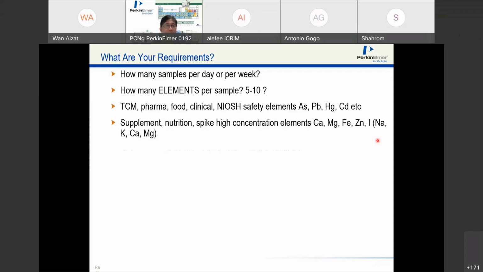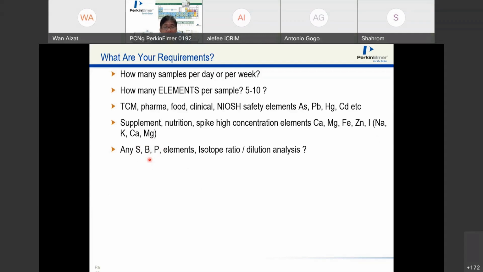Every instrument has its own niche market. Next, are you doing sulfur, boron, phosphorus? Boron and phosphorus are required in agriculture applications. Sulfur, boron, phosphorus are required in the oil and gas industry, and the palm oil industry also needs phosphorus. If you need to do these elements, AA just cannot do it. It must be ICP-OES or ICP-MS.